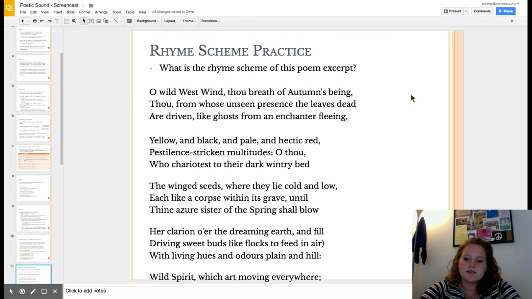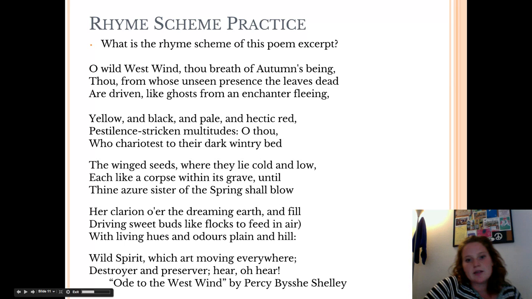So you can also take some time now and practice a little bit of how to determine the rhyme scheme. I'm going to read through the poem, and as I do, on your paper, you're going to write down the rhyme scheme as you see it, just writing those A's, B's, C's, etc.